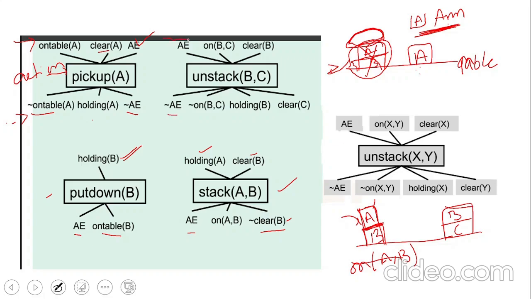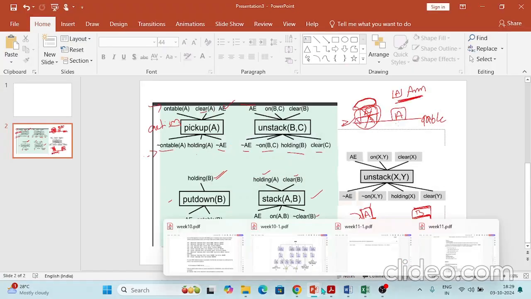So now arm is not empty. If previously the arm was empty, now arm is not empty, on BC is now not true, and previously clear B is no longer true. Now it is holding B, and clear C. Whenever we remove B, the box C has nothing on its upper side, so we write clear C. Okay, so these are the four actions, preconditions, and effects. We have to remember these to solve the entire 8-week assignment. Otherwise it will be very difficult for you to solve the problems.